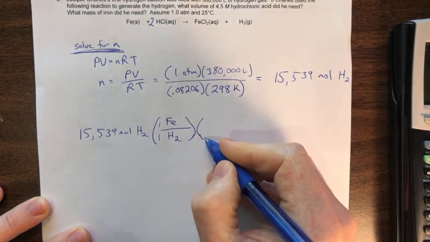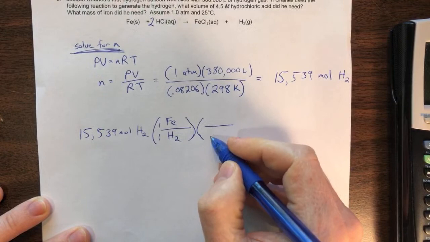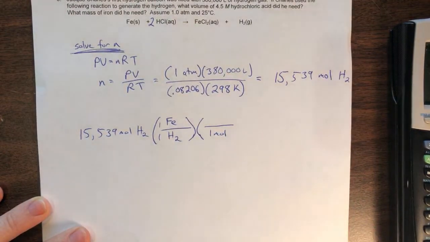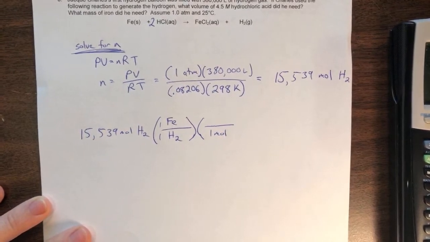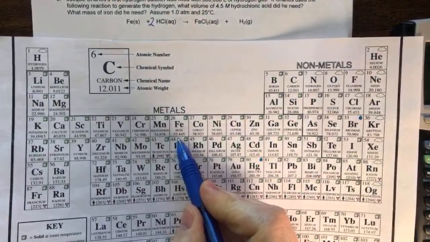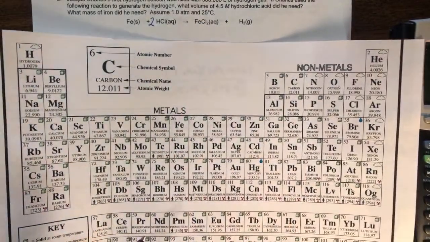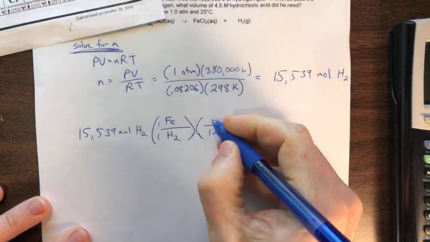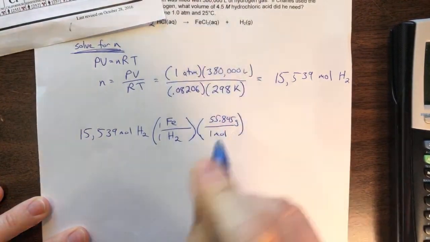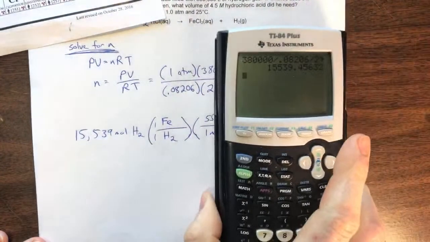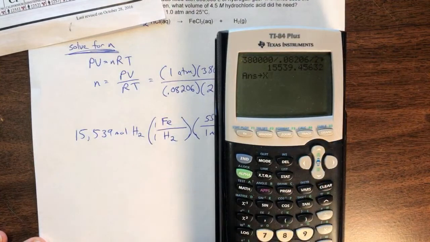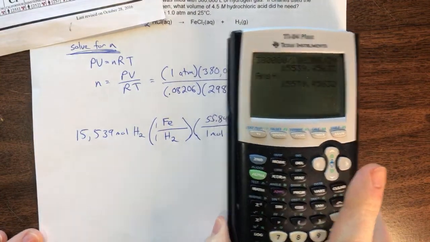Next, we need to convert that into a mass. So we're going to say, okay, 1 mole of iron has a mass of, and you can get this directly off of the periodic table, right? So you look, iron is 55.845 grams. And what I'm going to do right now, I'm going to store this number. So that previous number, that number of moles, I'm going to store that as X in my calculator because I'm going to need it again.